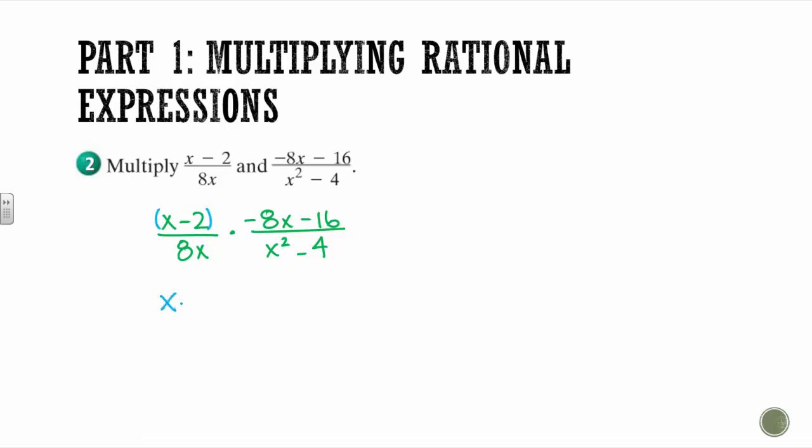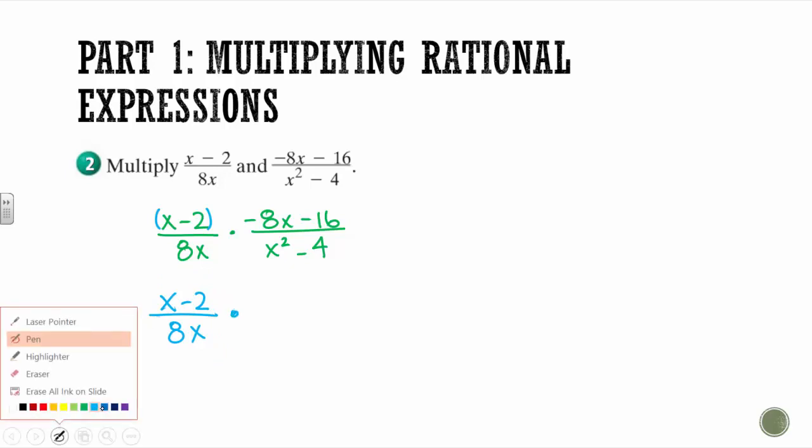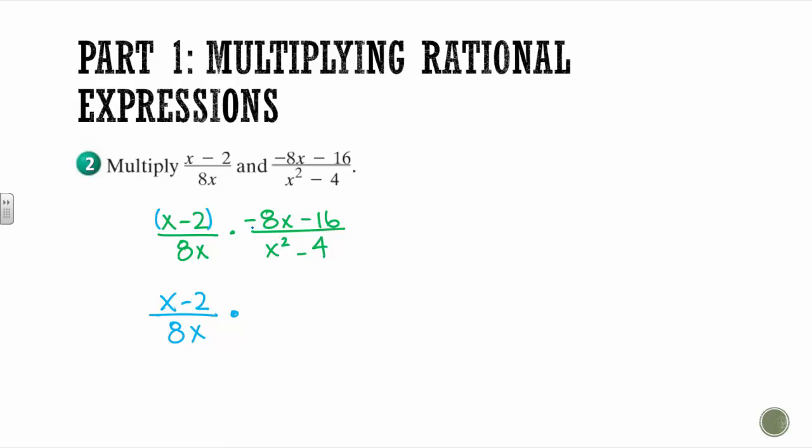X minus 2 can't be simplified, so I'm just going to leave that. 8x can't be simplified, so I'm going to leave that. And then this can't be simplified at all. There's no factors that they both have in common. I can't cross anything off, so I'm good. And I eventually want to multiply that to this stuff here. So when I look at what's on top, this can be simplified. Both of these have a -8 in common, and then I'm left with x plus 4. And then if I look at the bottom, I quickly notice that that's a difference of squares. So I know that's x plus 2 times x minus 2.